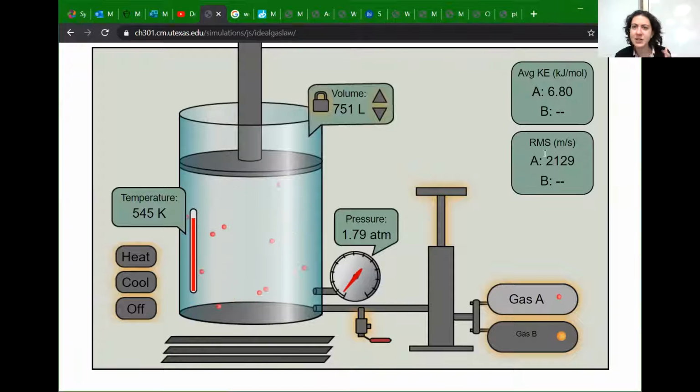We were at like 1,500. Now we're at like 2,100. That's very different. The pressure was at 1 atmosphere. Now it's at 1.79 atmospheres. So those are some great observations that we can make and great answers to that question.